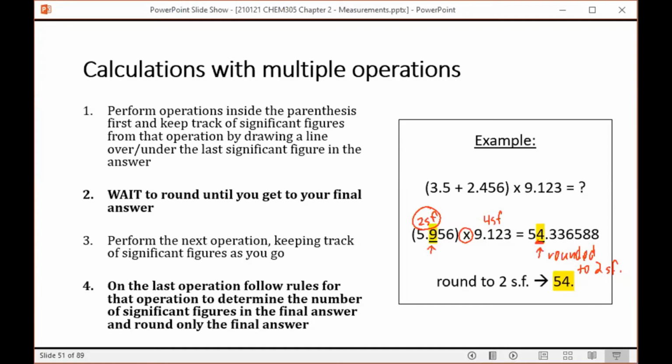So keys to remember: do what's inside the parentheses first and then work your way out. For each step, you follow the sig fig rules for that particular type of operation. So when you're doing addition or subtraction, you follow the sig fig rules for addition or subtraction. And then you keep track of where your last sig fig is based on that rule. And then you go on to the next step in the problem and you follow the sig fig rules for that step. And you keep doing that until you get to the last step. And then at the very final step, that's when you do your rounding. This is to make sure that you don't round too soon and you end up getting a value at the end that's not actually accurate.